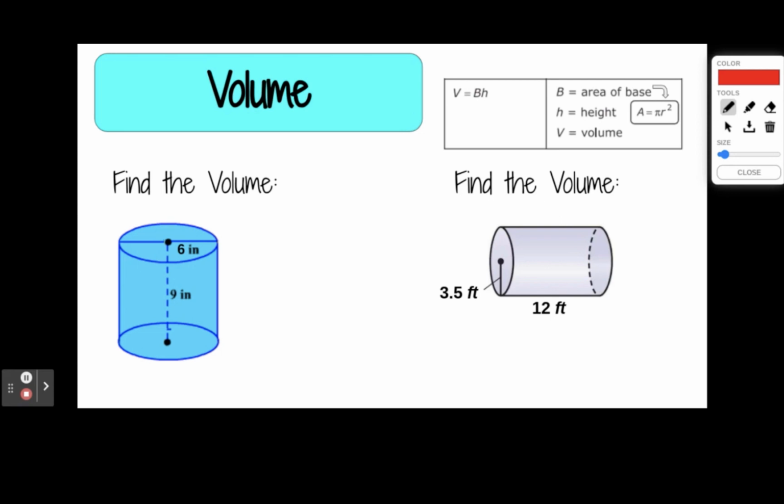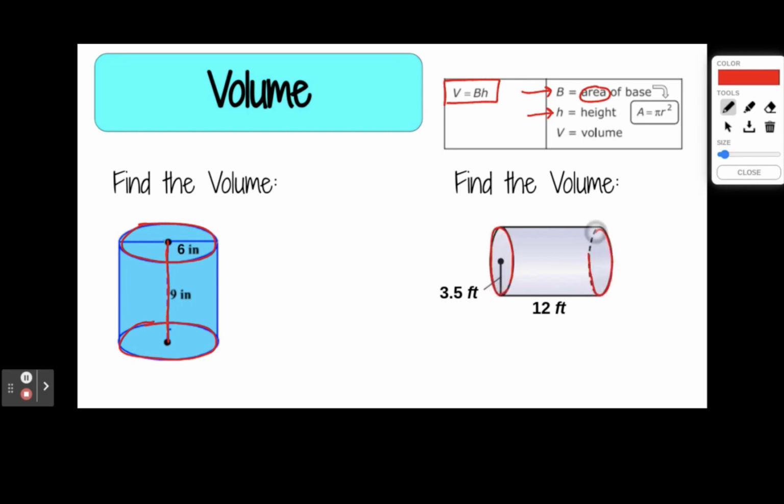Okay, let's take a look at the formula sheet at what the formula for volume of a cylinder looks like. It says volume equals big B times H. The big B represents the area of the base, and I can look at the base of the bottom or I can look at the base on the top. They're both circles, so we're going to be using area of a circle for the base. Then the H represents the height, and the height is just straight up and down from top base to bottom base. That's the height.